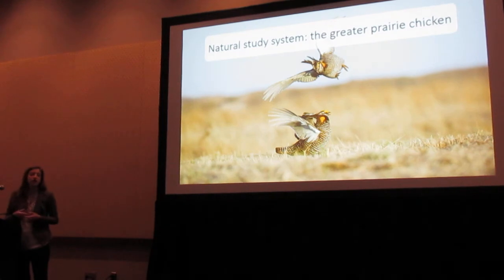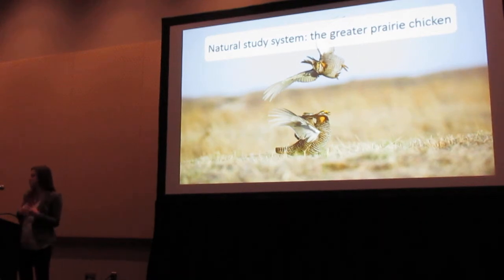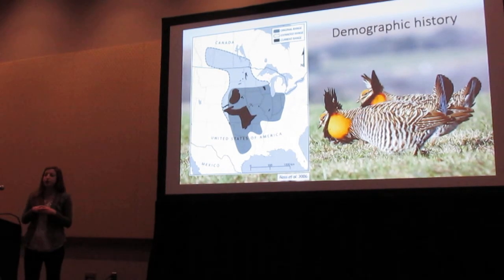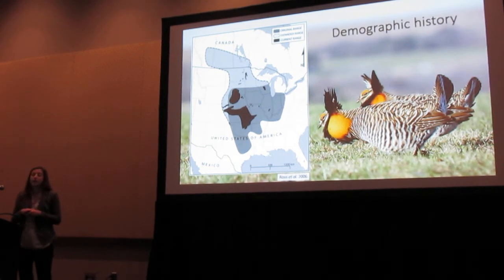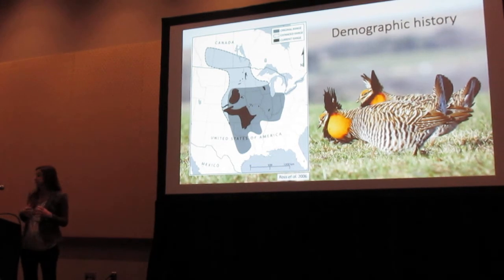And so I'm using a natural system that's experienced extensive translocations, the greater prairie chicken. This is a grouse species that prior to European settlement of the Great Plains was virtually ubiquitous throughout the Midwest. But once cropland and rangeland started to dominate the landscape in the late 1800s, ranges quickly contracted down to what we see today.